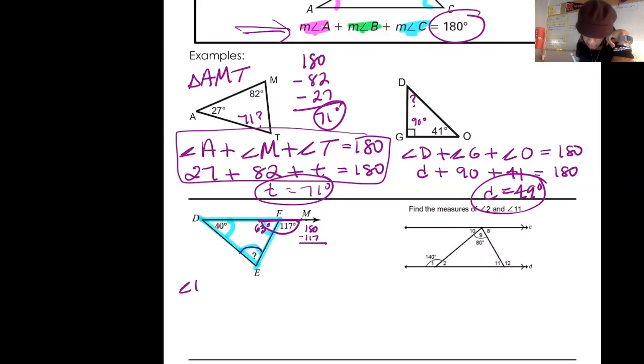I can do angle D plus angle E plus angle F. And I add these in no particular order. Remember, 1 plus 2 is 3 and 2 plus 1 is 3. Order does not matter when you add. But we know that should add up to 180 degrees.